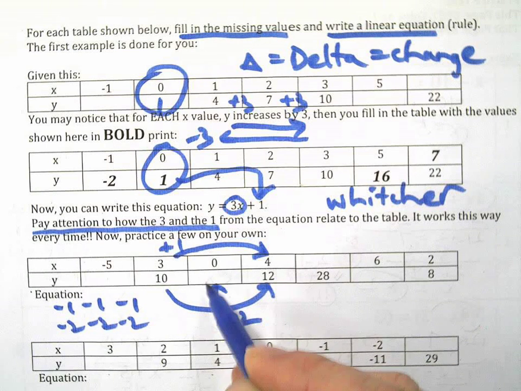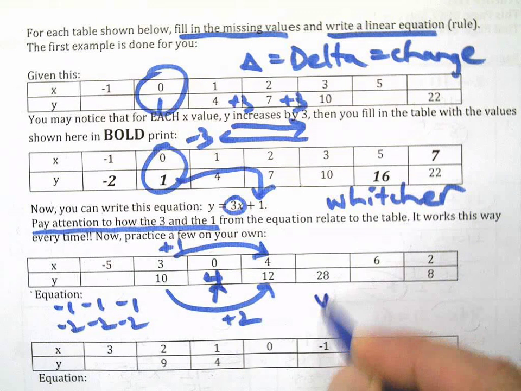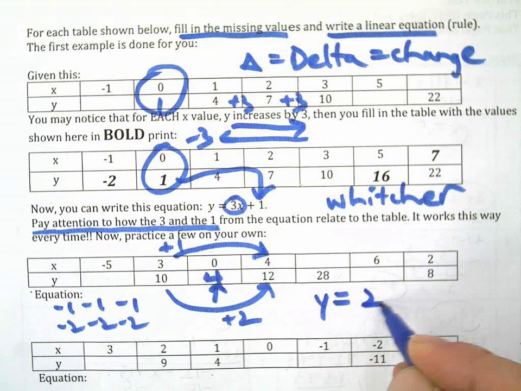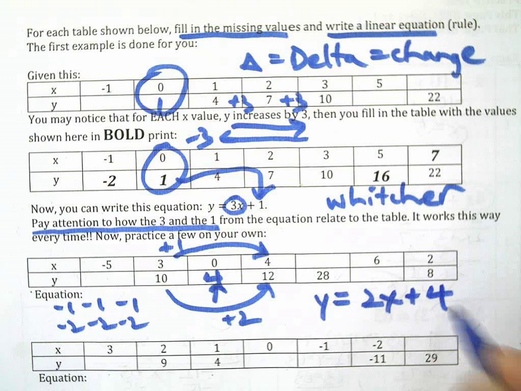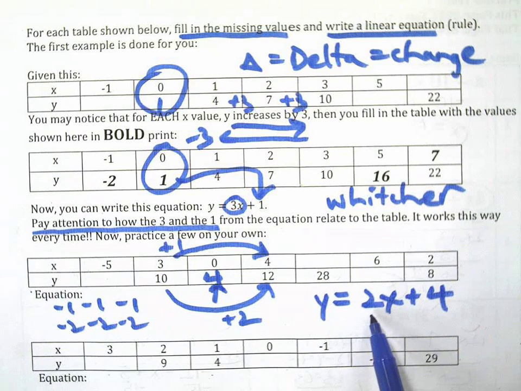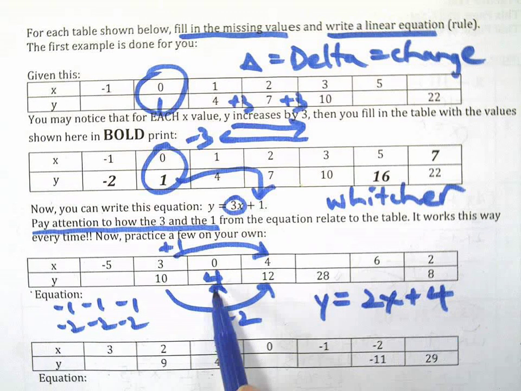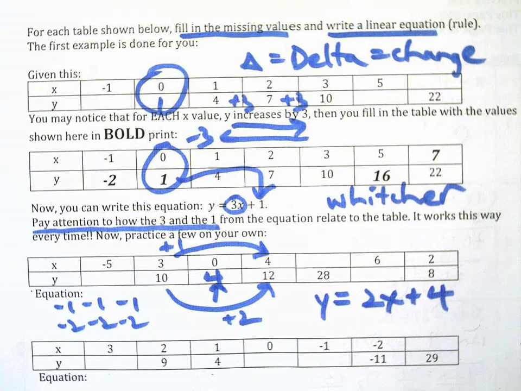That's minus 6, right? What's 10 minus 6? 4. I know my equation is going to be this now. I did it. There's how much it was changing. There's the 2. There's the 4 I put under the 0.